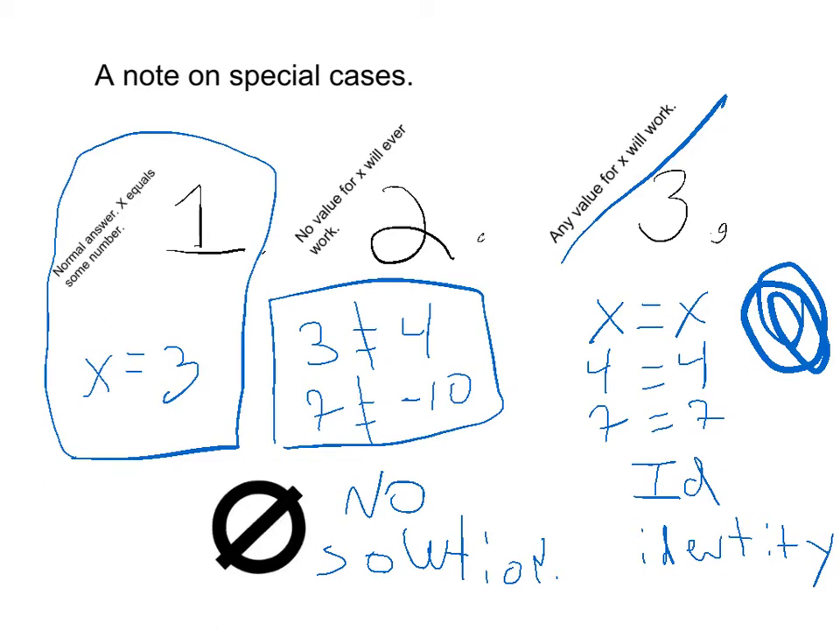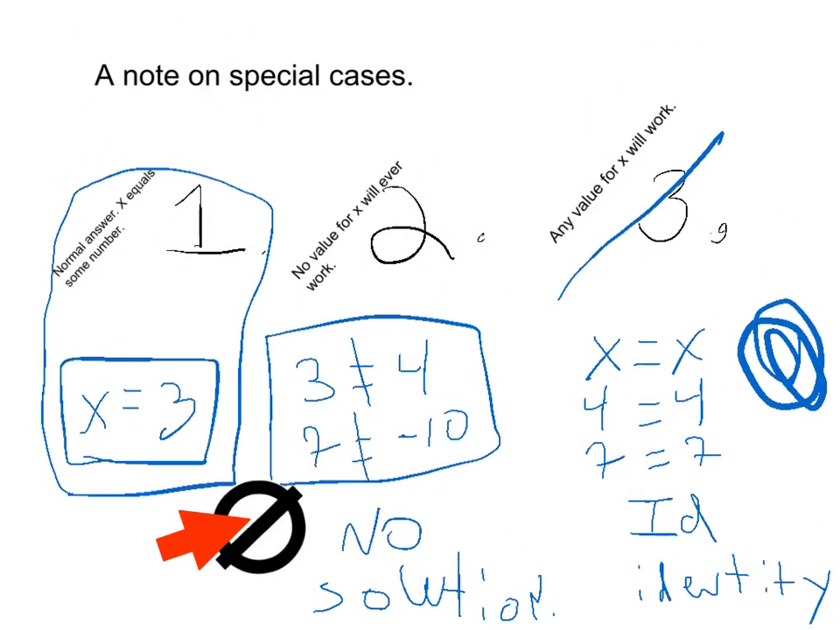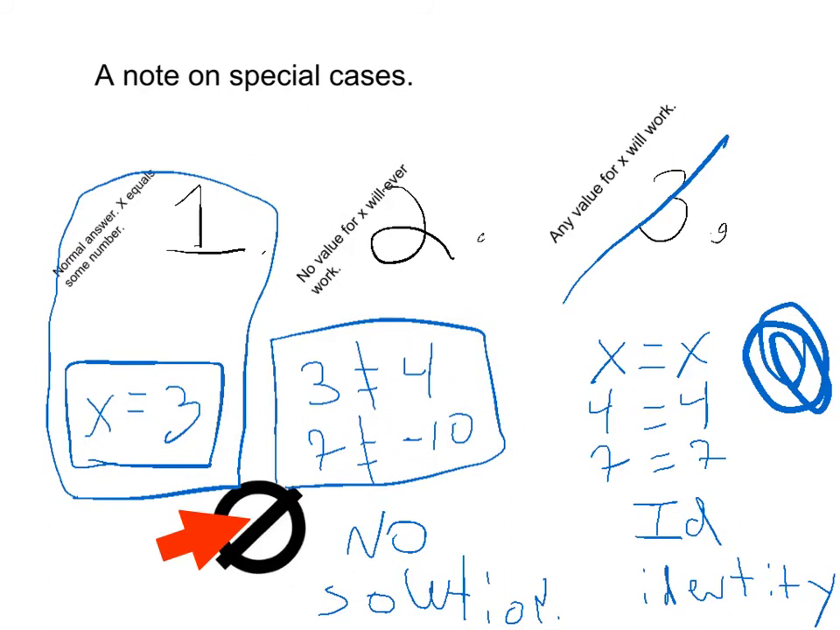Any value will work. So the first special case is just normal: one value works for x, x equals a constant. Another type of solution you'll get is null set right here, and that's no values for x, and your final answer will look like 3 equals 4, which it does not, or 7 equals negative 10, which it does not. Third example, ID right here, identical on both sides, any value for x will work.